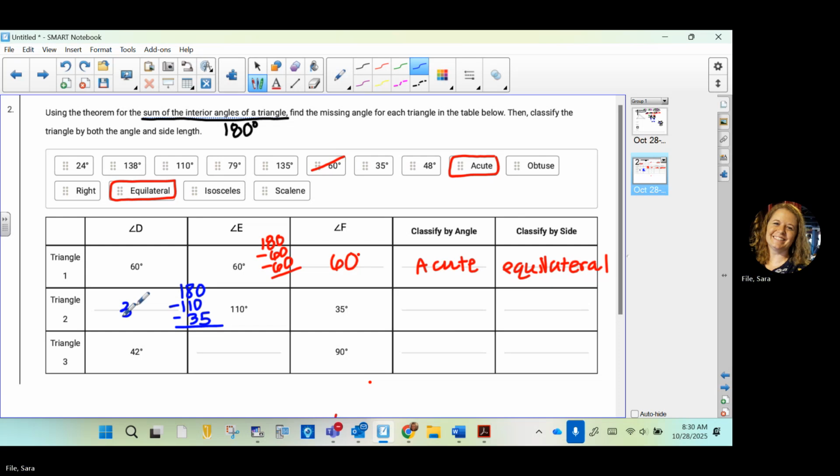35. So that third angle should have been 35 degrees. So that one's there. Now, look at these. What do you notice about these three angles for classifying purposes? Two of them are the same. What term do we use when two of them are the same? Two sides are the same, two angles are the same.